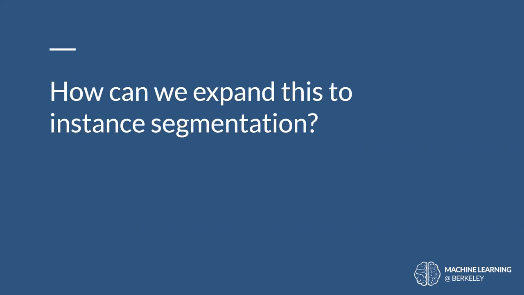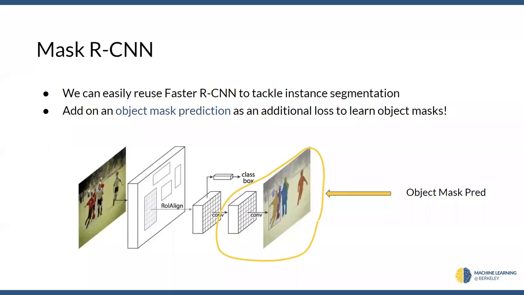So all the things that we've been covering so far have been about semantic segmentation. It's just classifying this is cow, as opposed to this is a cow and then this is a different cow. So how do we expand this to instance segmentation? One approach is to go back to our old friend RCNN. We can expand it a little bit to solve this problem for us.